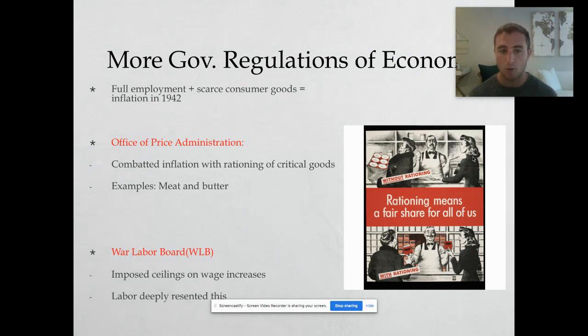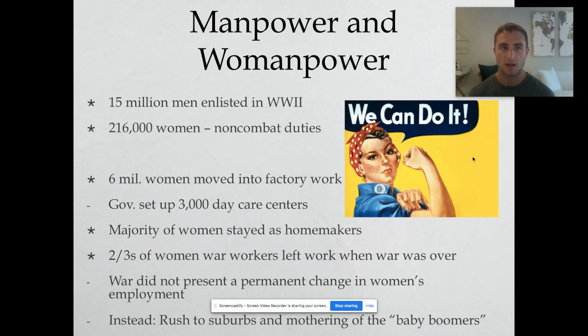The War Labor Board is going to try and fight inflation by keeping money out of Americans' pockets, which is really interesting. They're going to impose ceilings on wage increases, meaning you cannot pay your workers more because we don't want your workers having all this money in their pockets and then the goods rising in price as a result. Labor, of course, is deeply going to resent this, coming just out of the Great Depression.